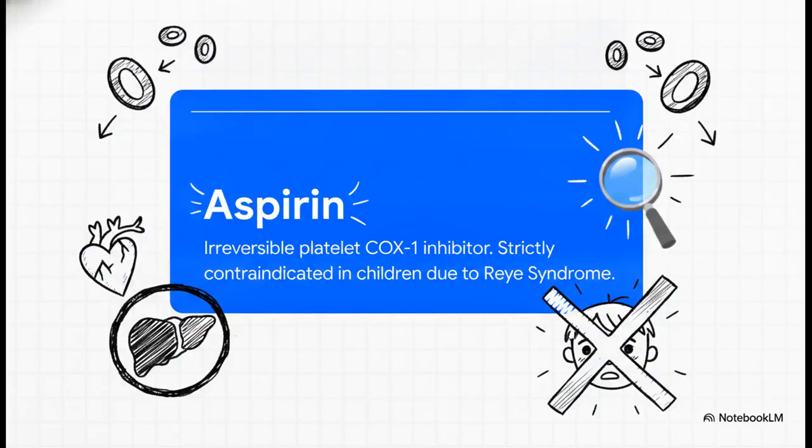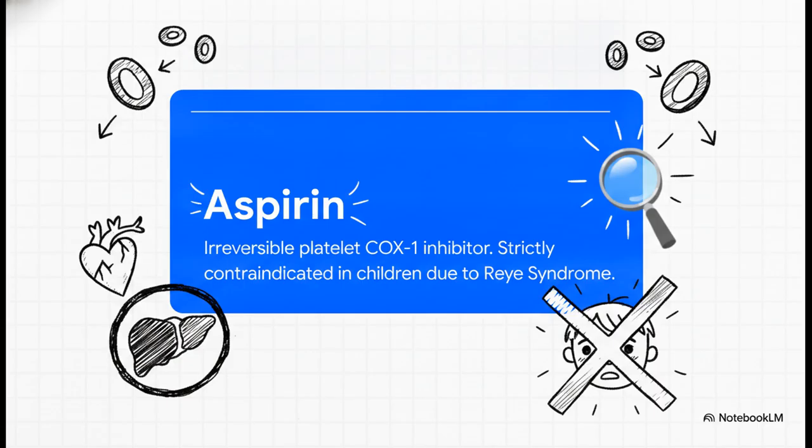Then we have aspirin. It's a completely unique NSAID because it irreversibly acetylates platelet COX-1. This effect lasts for the entire lifespan of that specific platelet, making aspirin the absolute bedrock of secondary arterial prevention after an MI or an ischemic stroke.